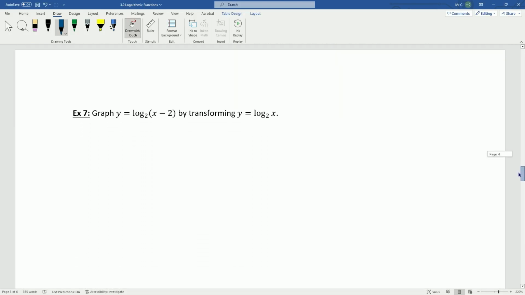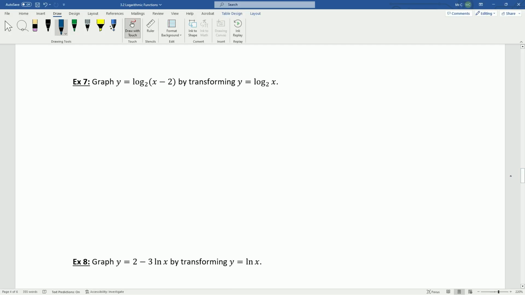Okay, so moving on, we're going to graph log base 2 of (x minus 2) by transforming y equals log base 2 of x. So again, like always, we are going to start by taking the parent function, log base 2 of x, with no transformations. And we're going to graph this thing.